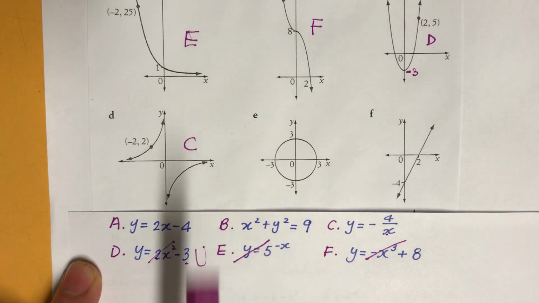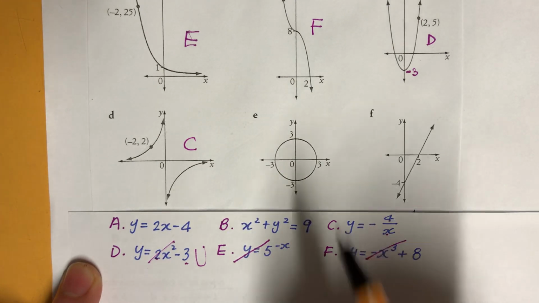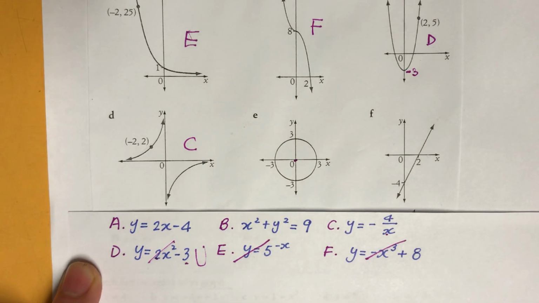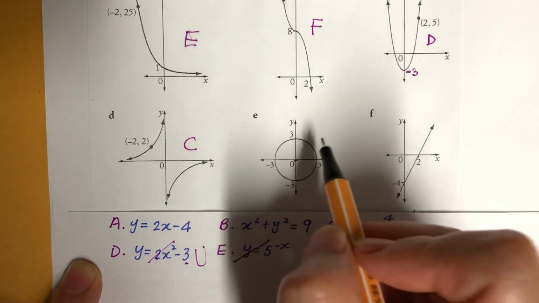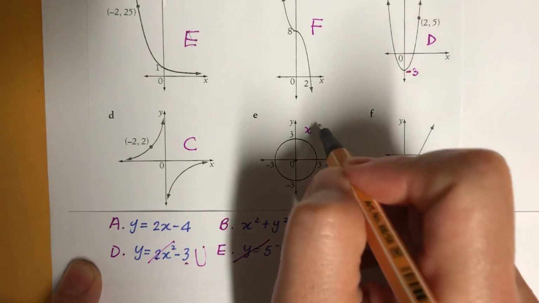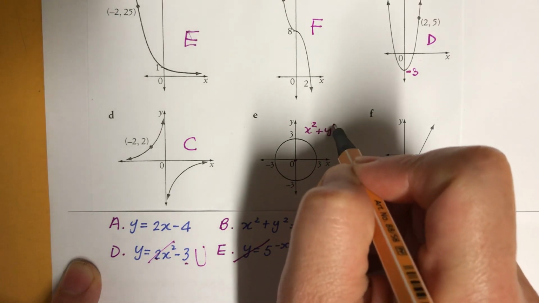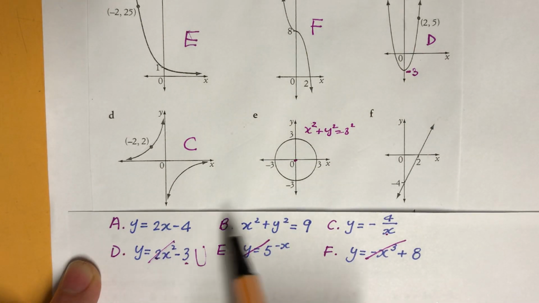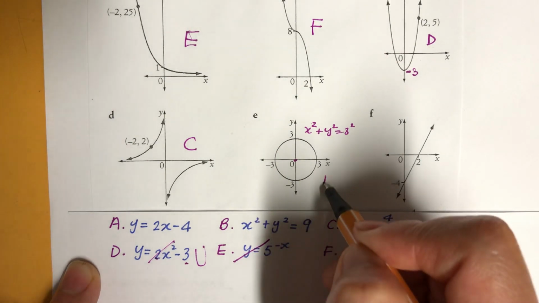And E is definitely circle. Circle with a center is 0, 0, radius is 3. So this one will look like x squared plus y squared equals 3 squared, which is 9. And which one of them is representing a circle? B.